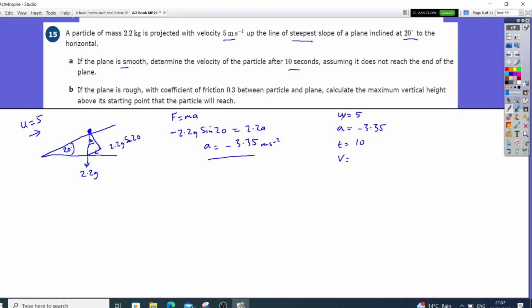So if we put that in our formula, final velocity is equal to initial velocity plus acceleration multiplied by time. That will give me 5 add minus 3.35 multiplied by 10. So the final velocity, if I just do that on my calculator, is going to be minus 28.5 meters per second.